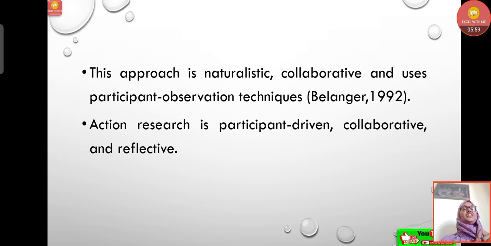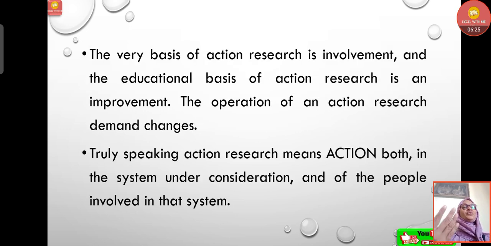Now, action research is participant driven, obviously collaborative and reflective. Obviously, when we are taking any classroom situation or problem, participant driven, participants will give their own experiences so that they can find the solution, and also teachers and learners collaboratively can work here and then reflect what they have done, whether improvement is there, what things they have to adopt.